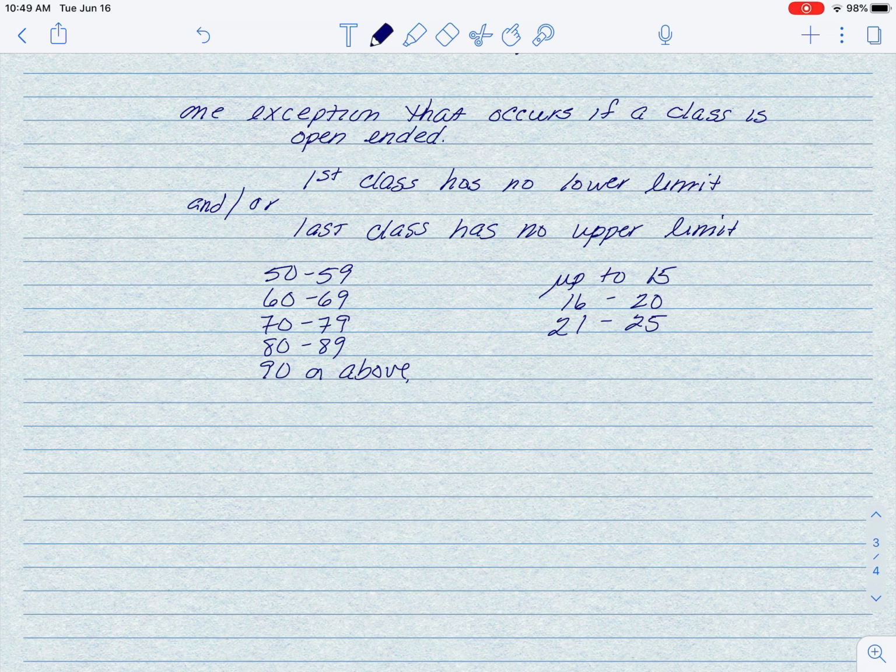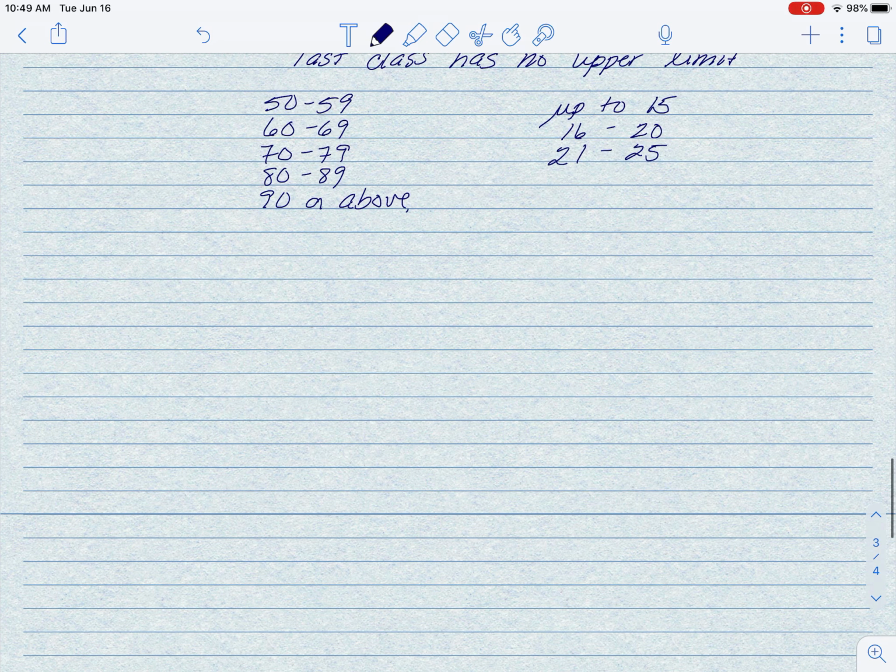Okay, so that is all the conditions we can have on classes. The next thing we're going to do is take an example and create a group frequency distribution. The steps for this are on page 47 in your book. So let's do that in the next video.